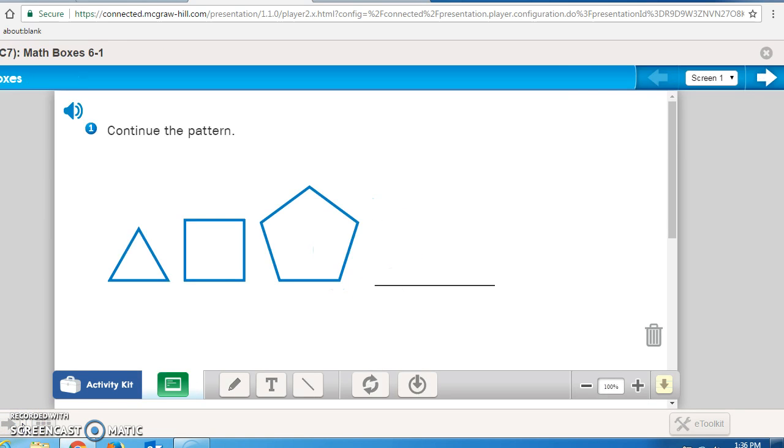You're going to need to turn to Math Journal page 192. On this Math Journal page, Math Box 1 says, continue the pattern. So you're trying to figure out how the triangle turned into the square, which turned into the pentagon. What would be next? Pause the recording now and finish Math Box 1.